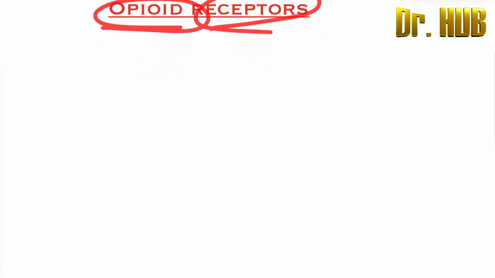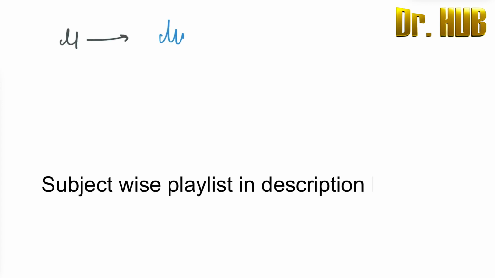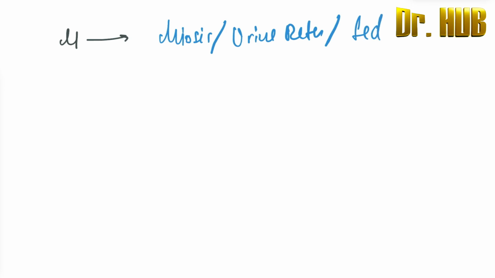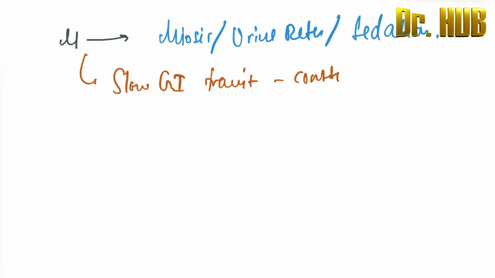Opioid receptors. Let's begin with the mu receptor. The mu receptor includes miosis. Then comes urine retention, and there is sedation. Next, there is slow GI transit, that is the constipation. Then comes the supraspinal and the spinal anesthesia.